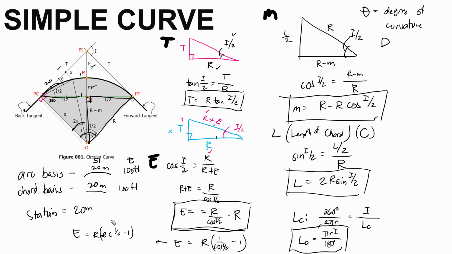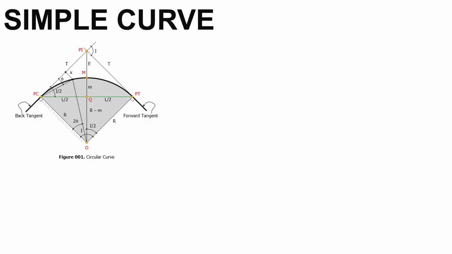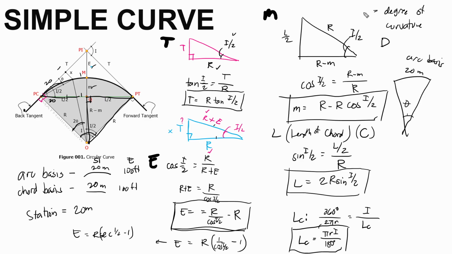'Di ba may station tayo, may arc basis tayo ng isang station. So kung 20 meters yung arc, kumbaga arc basis, kung 20 meters yung isang side ng arc or yung length ng isang arc ng isang station, ano yung magiging angle niya dito? So yung angle na yun yung degree of curve. Yung theta is yung D. Teka, parang hindi malito kasi 2 theta pala to, baguhin natin. Erase natin 'to. Ayan, ito D na lang siya. Degree of curvature is yung mismong D na lang.